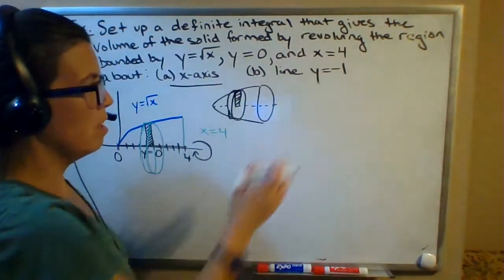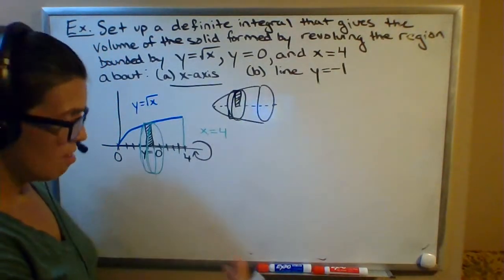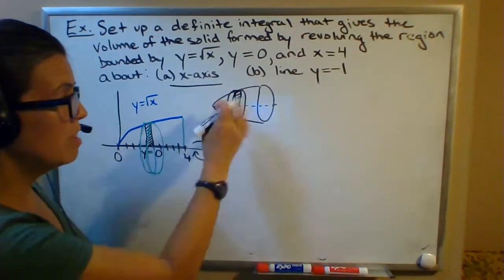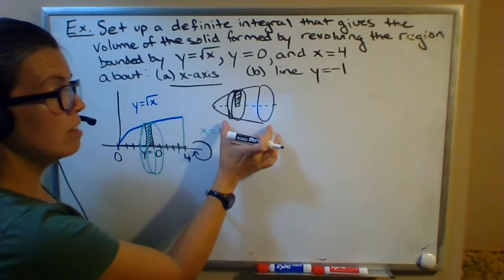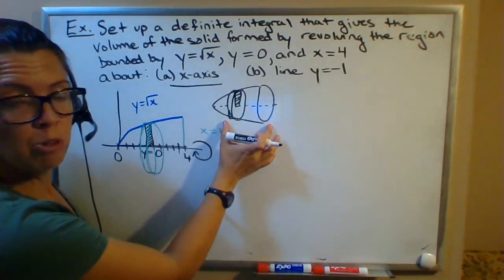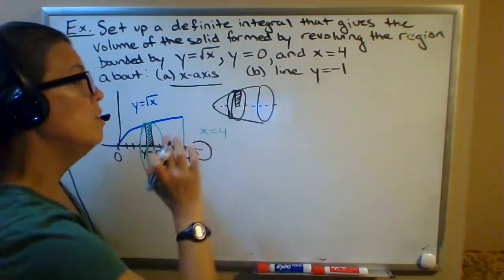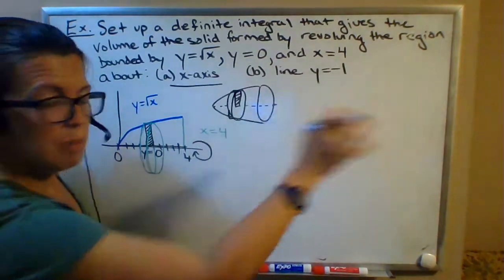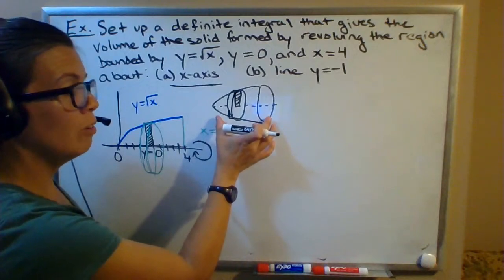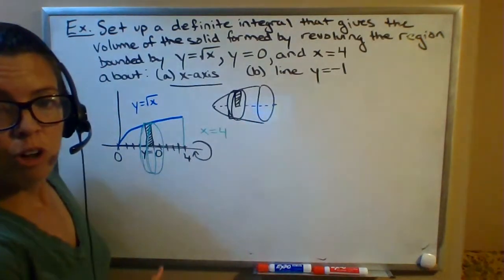Now, if we add up the volumes of all those cylindrical discs, it gives us the approximate volume of the entire solid. And then you take the limit as the number of rectangles approaches infinity, which is when the sum becomes an integral. When you take the limit as it approaches infinity, it'll give us the exact volume of this solid.